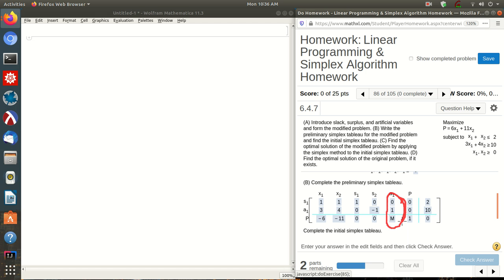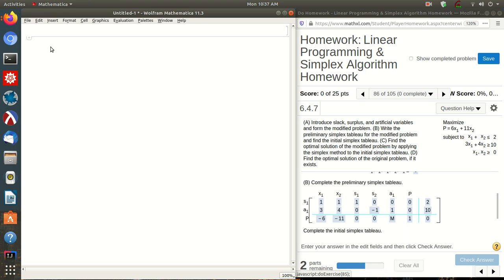That column right over there has to become a basic column, which means it has to have the form of 0, 1, 0. Let me try that one more time. This column right over here has to become a basic column, which means that the A1 column, the column that represents the A1 variable, has to have the form 0, 1, 0. Well, it's a funny looking 0, but it's supposed to be a 0.